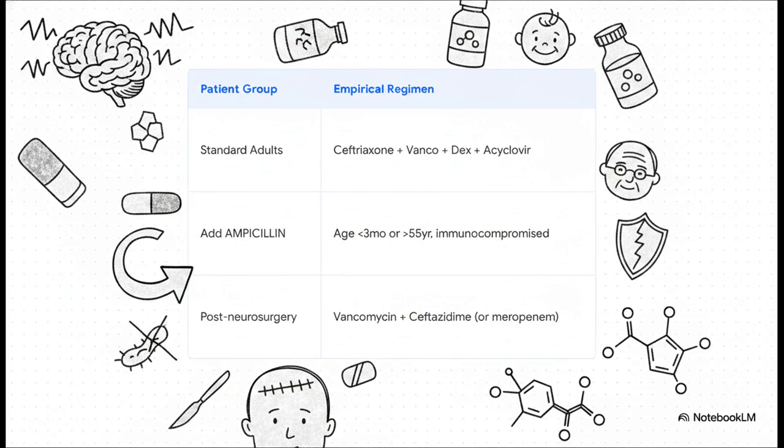Also, keep an eye on that post-neurosurgery row. Ceftriaxone won't cut it there, because you need to cover Pseudomonas, which is exactly why we switch over to ceftazidime or meropenem.